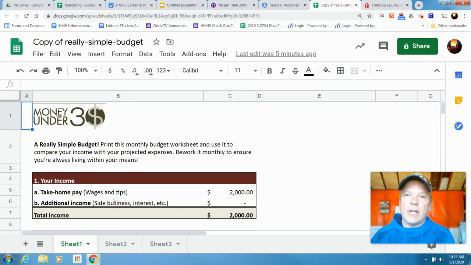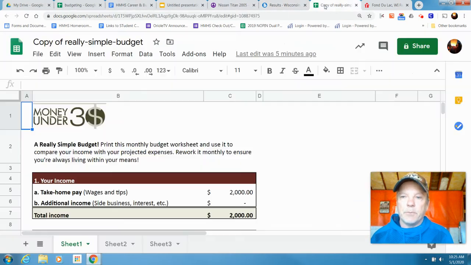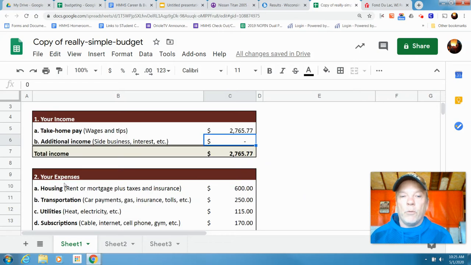So the first thing is our take-home pay. Again, we're going to use our Paycheck City. 2765.77 is my take-home pay. So I'm going to put that in, and that is my income. Now, whenever we do a budget, we need a zero-based budget, so we need to spend every dollar. As I do my budget, I need to spend all of this 2765.77.